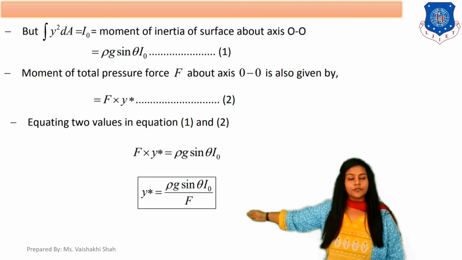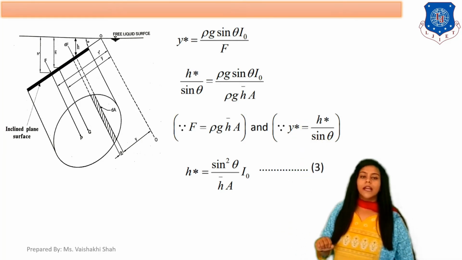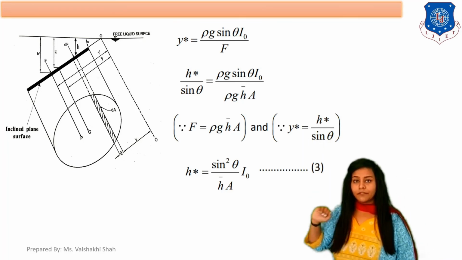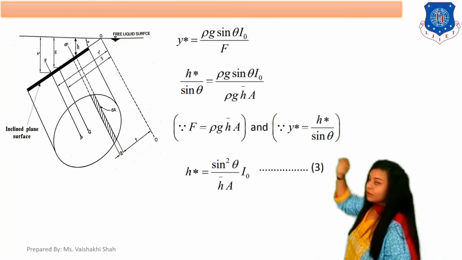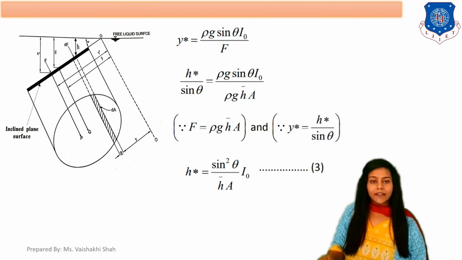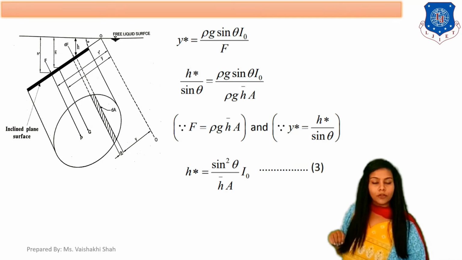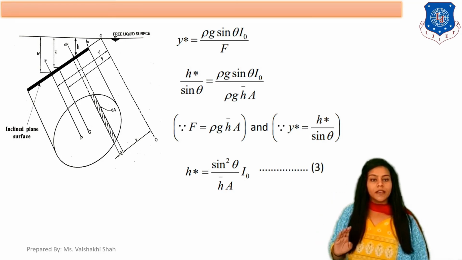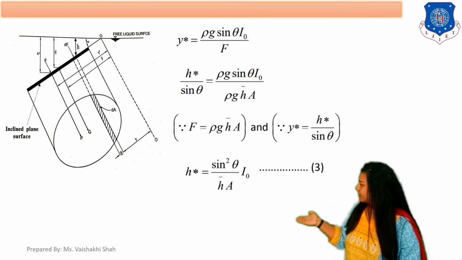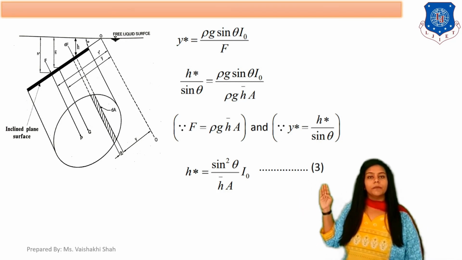Now F is the total pressure force, and what is y star? It is h star upon sin theta. So replace y star with h star upon sin theta, and we know the equation for F is rho g h bar into A. Placing the equations, you get h star upon sin theta equals rho g sin theta I0 upon rho g h bar into A. Clear? By rearranging, you get h star equals sin square theta I0 upon A h bar, and this is your equation number 3.